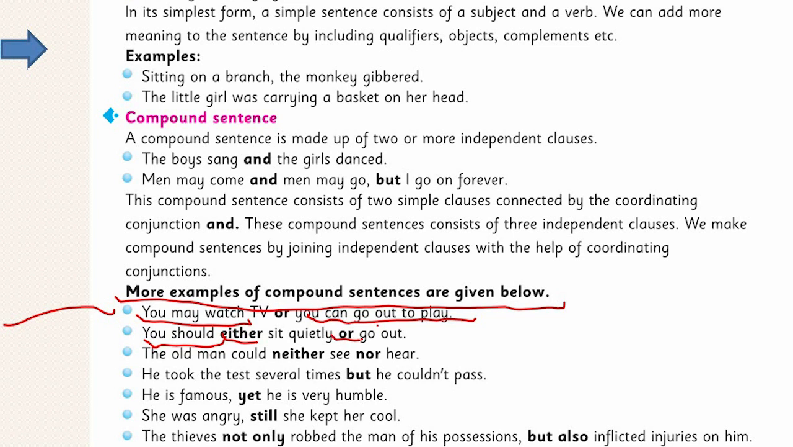Look at the third one. The old man could neither see nor hear. We have 2 conjunctions here again, neither-nor. Look at the fourth one.